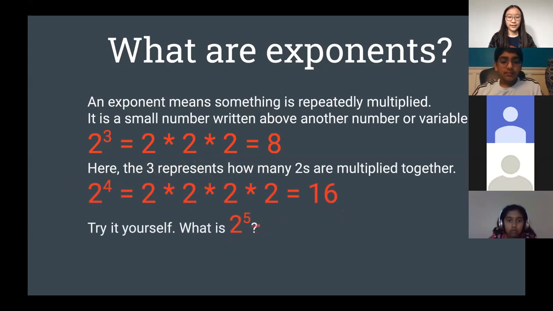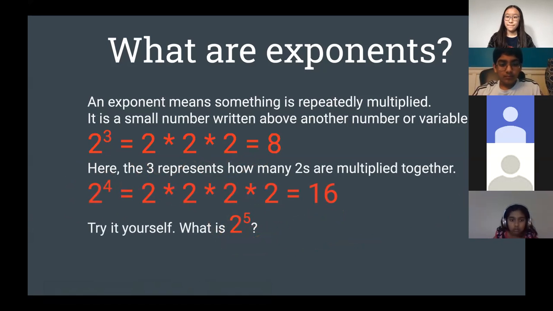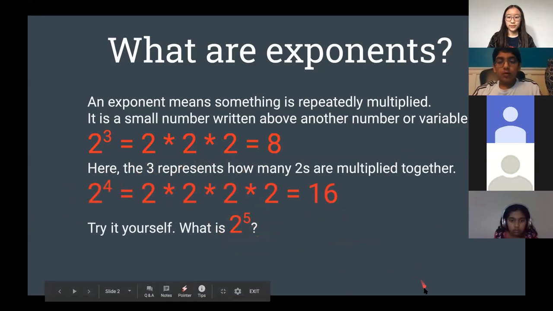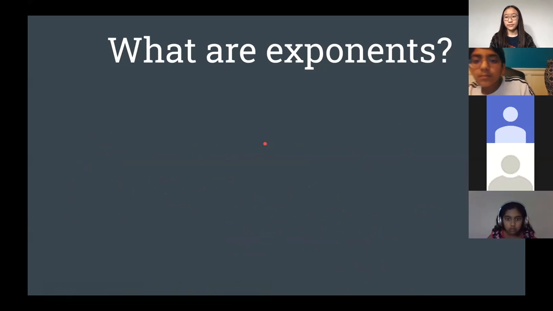All right, now you guys try it out. Type what 2 to the 5th equals in the chat. And Sai, if you could keep an eye on the chat. 32. That's right. All right, yep. So you guys got it. The answer is 32 because 2 to the 5th means 2 times 2 times 2 times 2 times 2, which is 32.